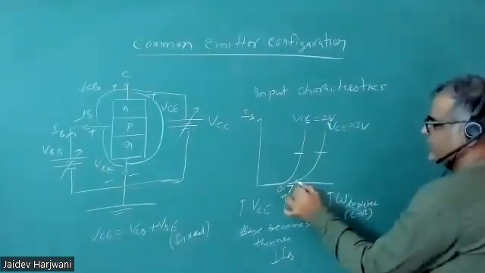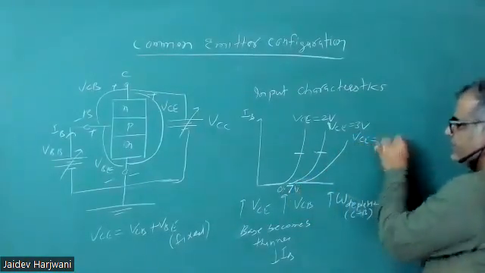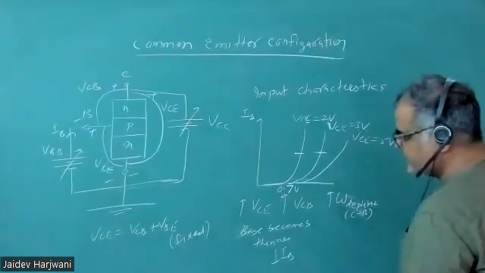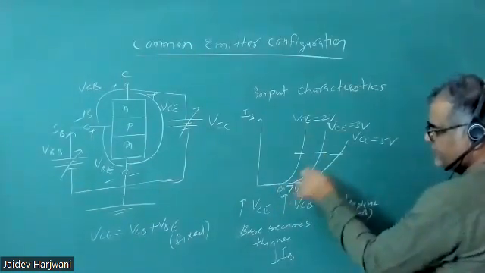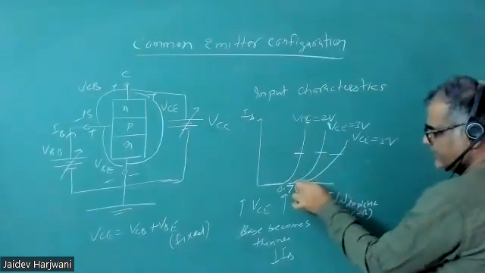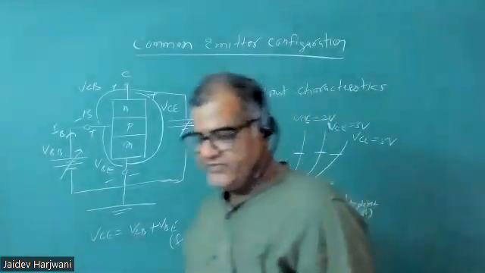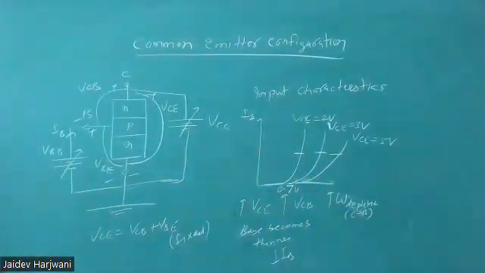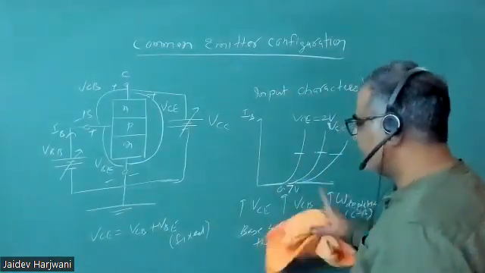Now if I take VC equal to 5 volts, again the depletion reverse bias increases, VCB increases, and if you want the same current, you need to increase VBE slightly. Okay, so that you understand, there is very little influence on VBE from increasing your VCB or VCE. Okay, this is your input characteristics.